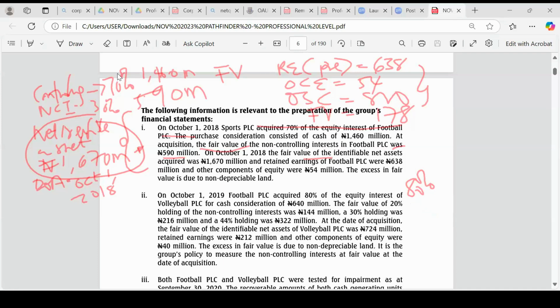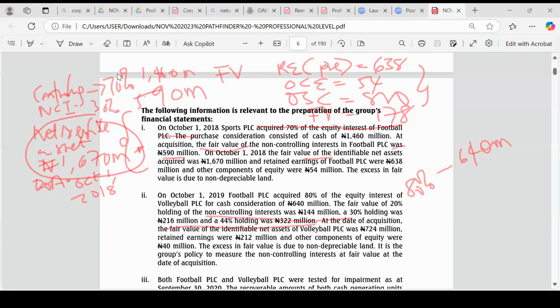I'm not going to do all of that analysis. The consideration Football PLC paid was 640 million. We're given the fair value of the non-controlling interest there as 144 million. It's not going to be the strongest thing I need. 30%, we're given 44%. Okay, we'll come back to this. I might just underline this. If I were you, I'd just underline this. I'll come back to whatever it implies. I don't know for now.